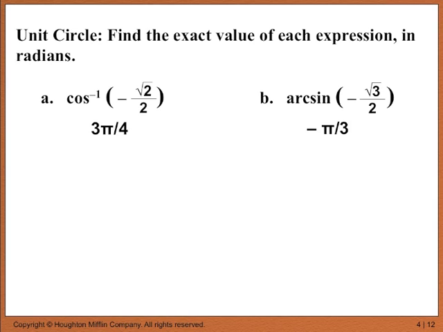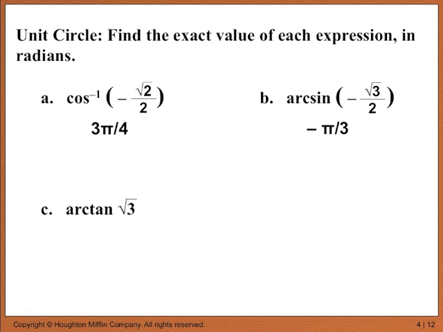You have this negative acute angle, negative pi over 3, which corresponds, of course, to 5 pi over 3. But since 5 pi over 3 is not in the range of the inverse sine function, we must choose negative pi over 3.